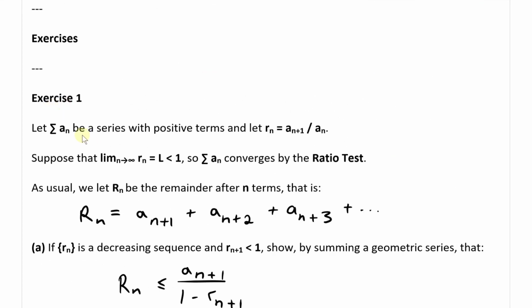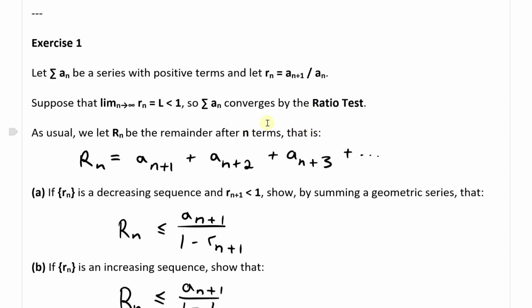So exercise 1: let the summation of an be a series with positive terms, and let Rn, R standing for ratio, for the ratio test, Rn equal an plus 1 divided by an. Suppose that the limit as n approaches infinity of Rn equals L, which is less than 1, so the summation of an converges by the ratio test. And here they're all positive, so we don't need the absolute value sign there.